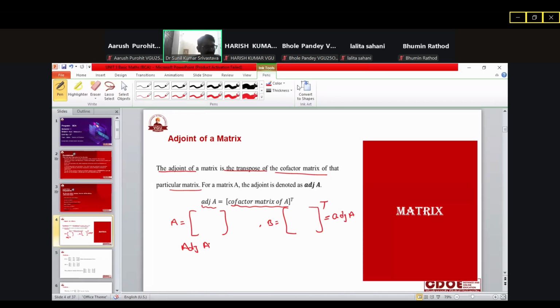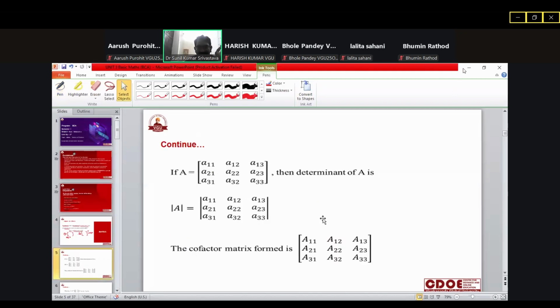Adjoint of the matrix. This is the matrix A and this is the matrix B. Matrix B is the matrix formed by taking the cofactors of each element of matrix A and taking the transpose of that. So in this session, we have to learn how to find the cofactors of each element of the matrix, how to find the transpose, and how finally we conclude the adjoint of the given matrix.